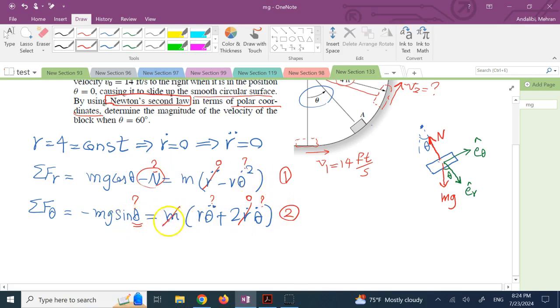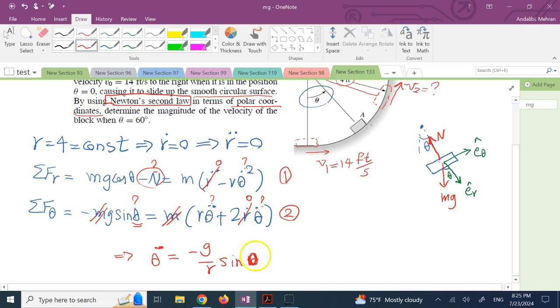If you look at equation 2 and get rid of m in equation 2, then clearly, what kind of equation is that? If you look, it's r theta double dot equals negative g sine theta. So this is going to be theta double dot equals negative g over r times sine of theta, which is a second order differential equation.